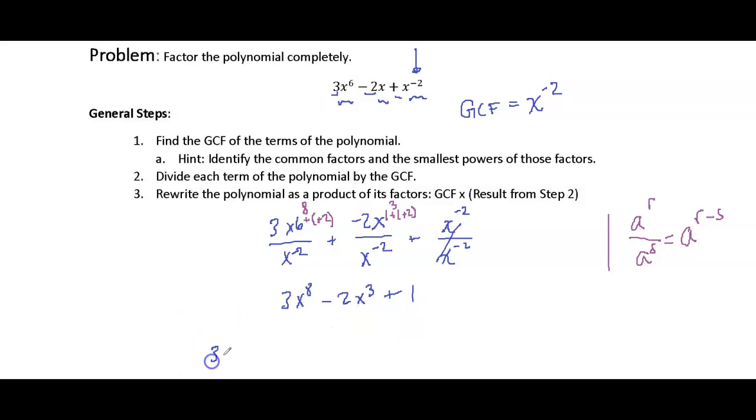So this means our original polynomial, 3x to the 6 minus 2x plus x to the negative second power, factors out to x to the negative second power times 3x to the 8th minus 2x to the third plus 1. We could check to see whether or not this trinomial factors out. It turns out it doesn't. So we are done.